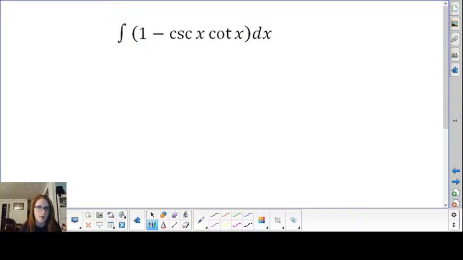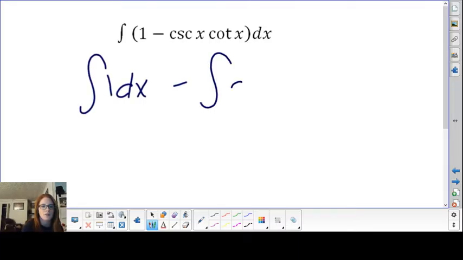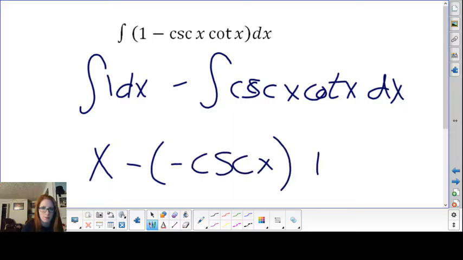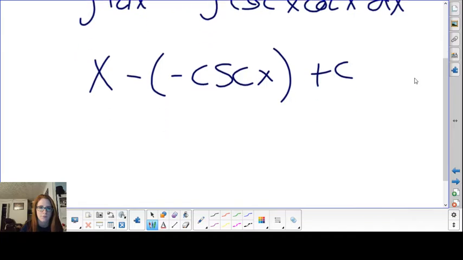Alright, so I'm going to go ahead and break this up into pieces. So I have the integration of 1 dx minus the integration of cosecant x cotangent x dx. When I take the integration of a constant, we talked yesterday about how I just get whatever the variable is. So since I'm taking with respect to x, my integration here would be x minus negative cosecant x plus c, which turns into x plus cosecant x plus c.